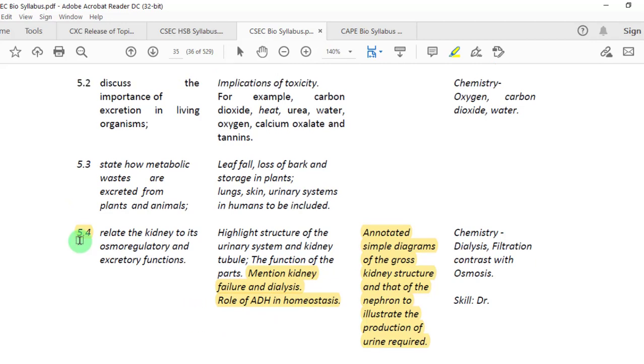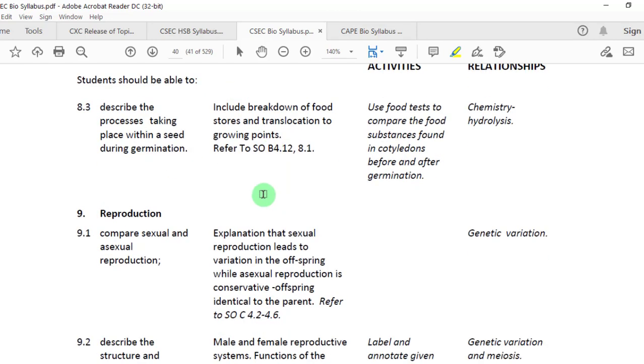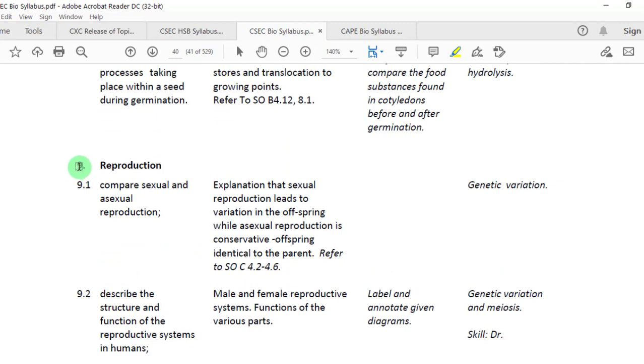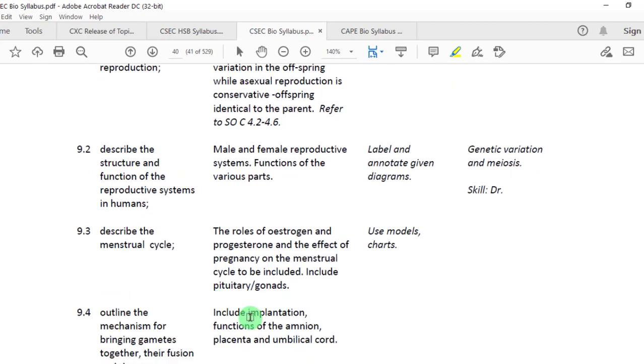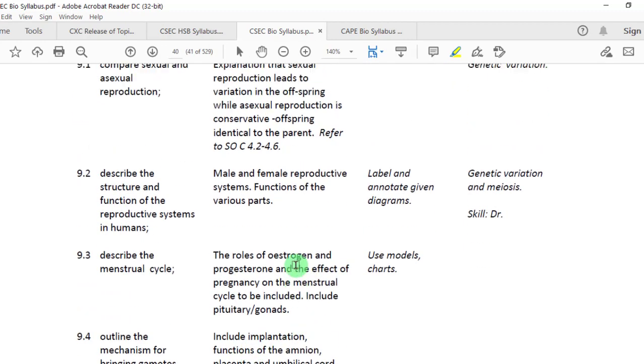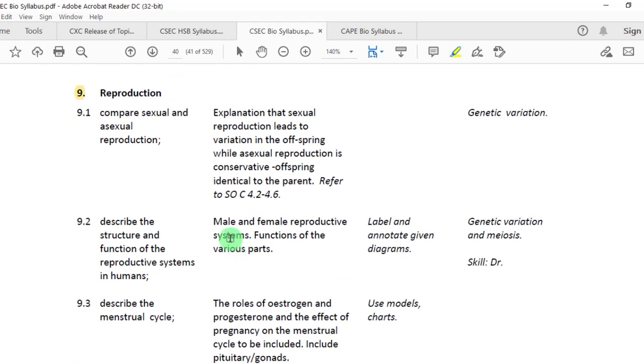Now let's look at the next topic, second to last topic, reproduction. Let's see what reproduction has for us. Reproduction is subsection 9. So again, as I keep saying, anything with 9.1, 9.2, 9.5, you name it, that would be required study. Anytime you see refer to, that means you should check back and make sure you have that covered as well.